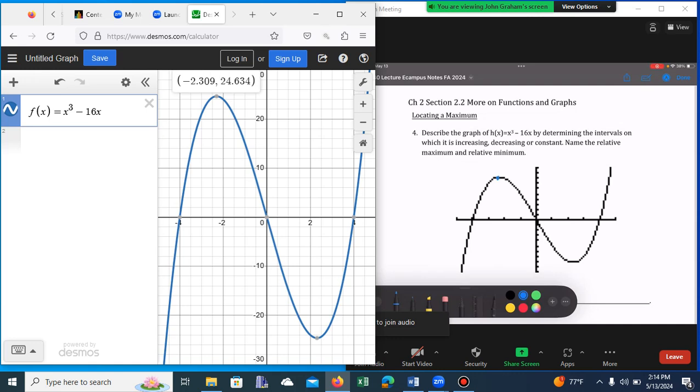So this point again is -2.31 and 24.63. Point down here is 2.31. With cubic, a lot of times you see that they're just opposite signs.